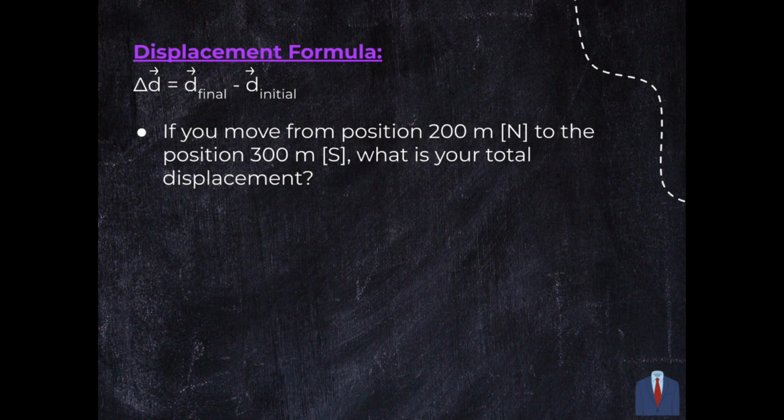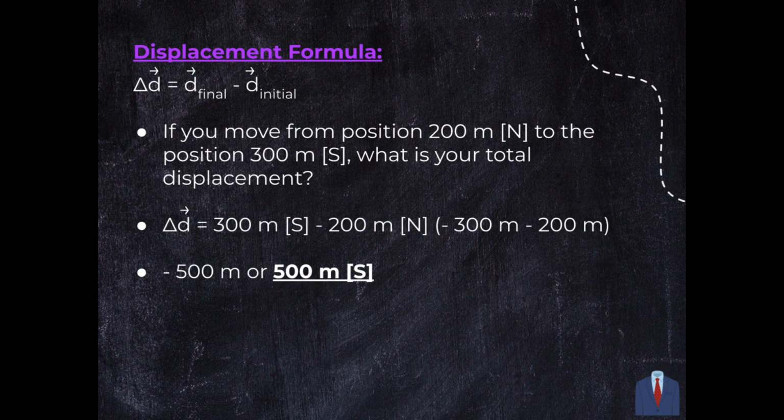If you move from position 200 meters north to the position 300 meters south, what is your total displacement? Using the displacement formula, we need to subtract the initial position from the final position. Since our final position is 300 meters south, this means that this number is negative. We are also subtracting the 200 meters, which is positive because it is north. This gives us a final answer of negative 500 meters, or 500 meters south for our total displacement.